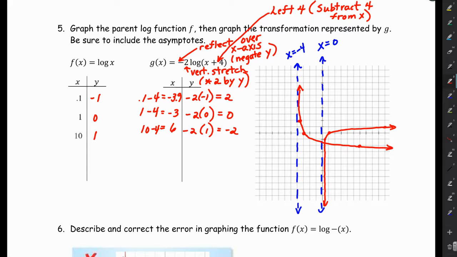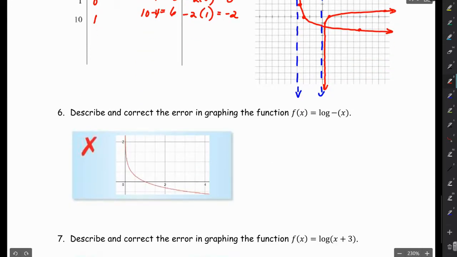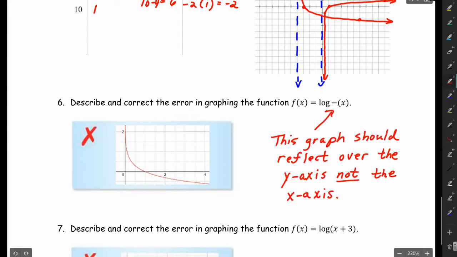All right, so let's try number 6. It says, describe and correct the error in graphing the function log negative x. Now that negative in front of the x means that we're going to reflect over the y-axis. This graph, though, reflected over the x-axis. So this graph went this way instead of going this way. So this function should reflect over the y-axis, not the x-axis.